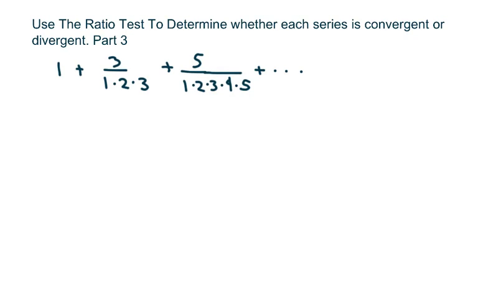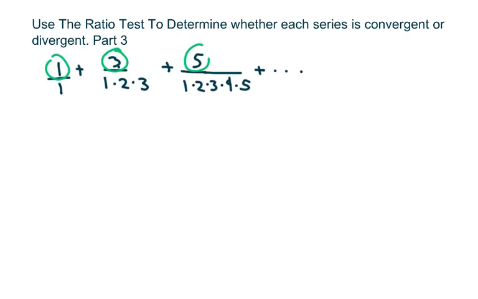Hi everyone, we're going to use the ratio test to determine whether each series is convergent or divergent. Basically on this one, I need to find my nth term. If you look at this, I can write this over 1. I notice we're going by odd numbers here.